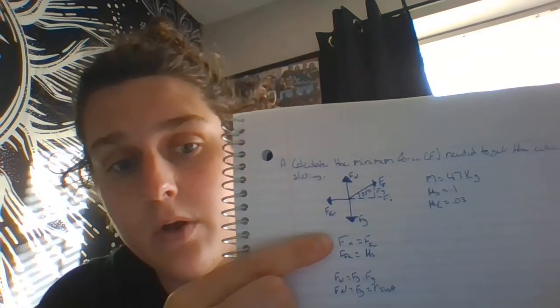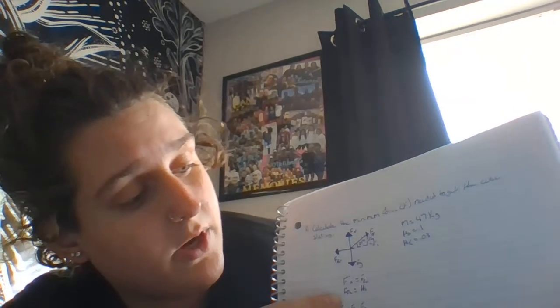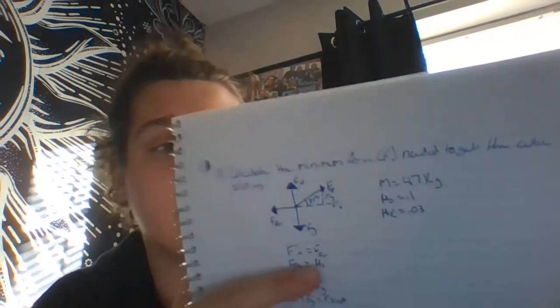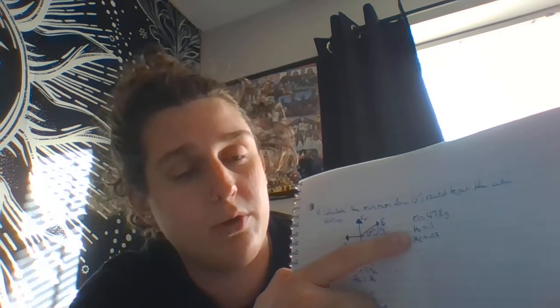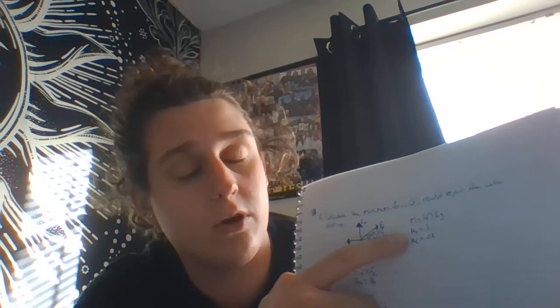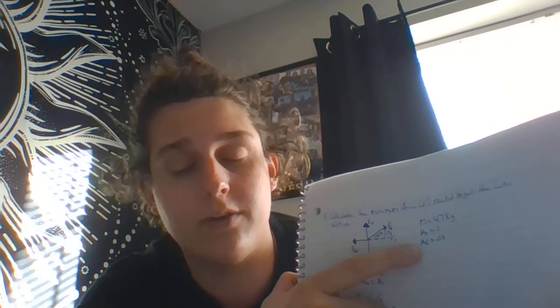So the first part of the problem is to calculate the minimum force needed to get the cube sliding. What we're going to do here is I just listed out some basic things that we already know: F prime X is going to equal the force of friction. And the force of friction is going to equal mu sub S times the normal force. Listed above in the problem on Expert TA was that the mass is 47 kilograms, mu sub S, the coefficient of static friction, is 0.1, and mu sub K, the coefficient of kinetic friction, is 0.03.